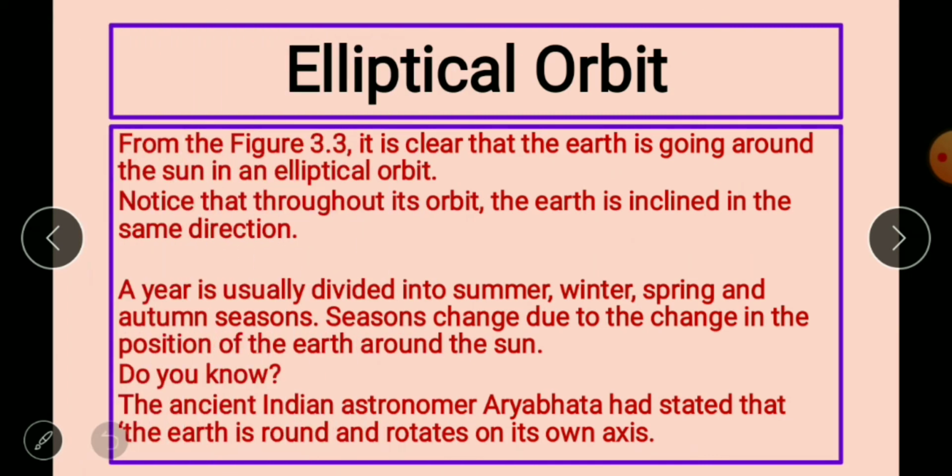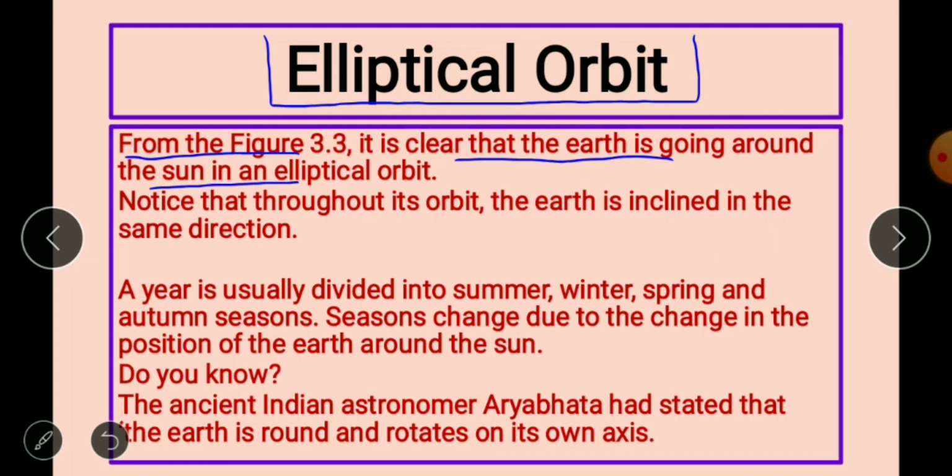The next topic which I am going to explain to you is the elliptical orbit. I have already shown you the orbit. Here you can see from figure 3.3 that the earth is going around the sun in an elliptical orbit. So I have told you that the earth revolves around the sun in an elliptical orbit. Notice that throughout its orbit, the earth is inclined in the same direction.